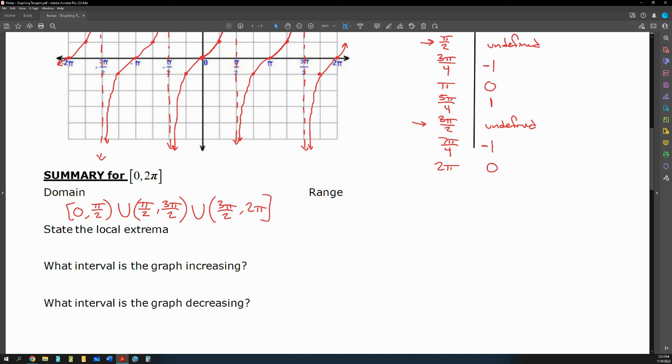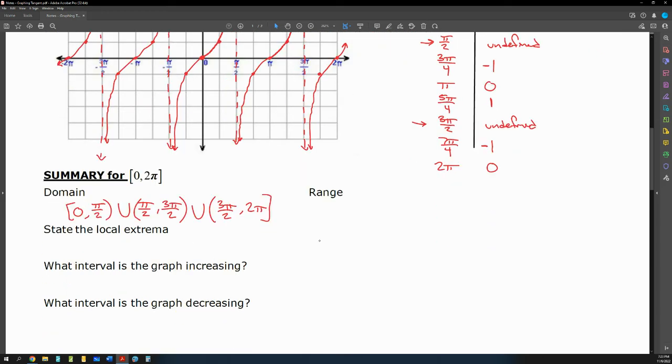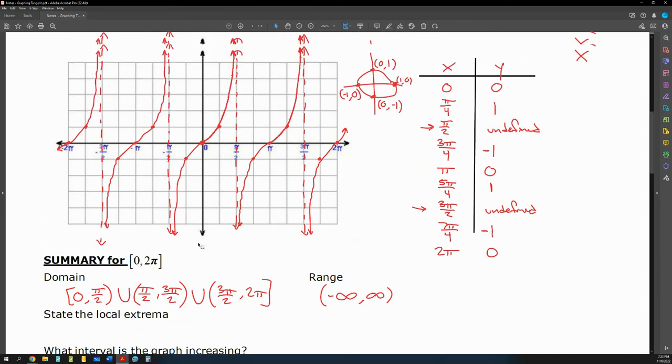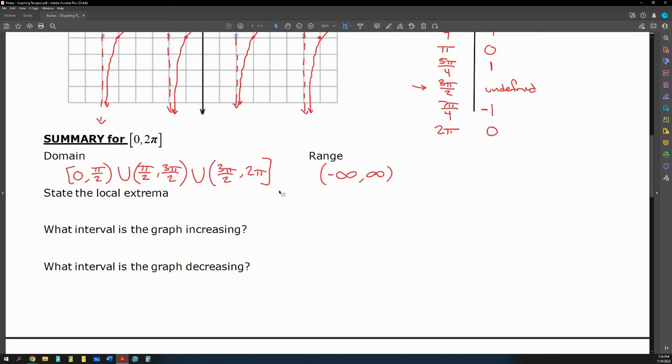The range, let's see what y values this hits. Well, this continues up to infinity, and continues down to negative infinity. The range is all real numbers, so negative infinity to infinity. State the local extrema. Remember that these are your local maxes and mins. Because this doesn't change from increasing to decreasing or decreasing to increasing, there are no local maxes or mins. So this is none. There are no local extrema.